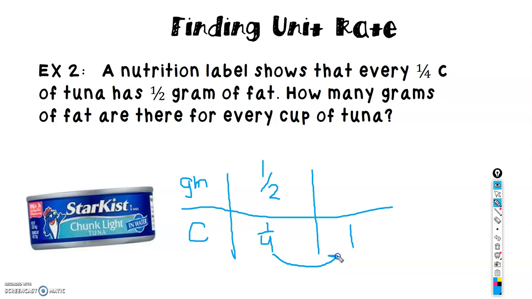I'm getting larger this time. And hopefully this is another one that you can do in your head. We need to know that any number times its reciprocal is going to equal 1. So if I do 1/4 times 4 over 1, it's going to equal 1. So I'm multiplying times 4, and I'm multiplying times 4. 4 over 1 times 1/2 is the same as 4 over 2. 4 divided by 2 is 2. So there are 2 grams of fat per cup of tuna. That was our unit rate.